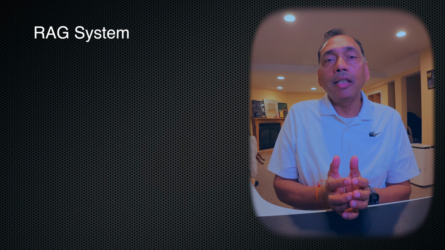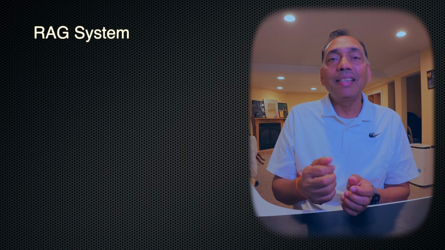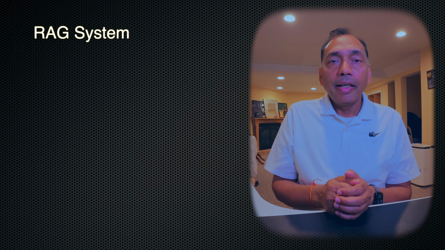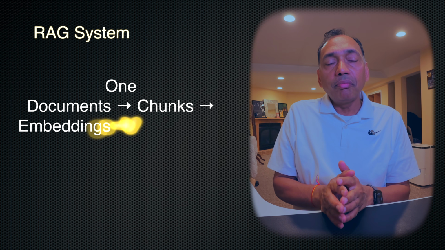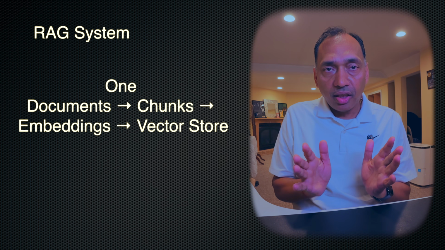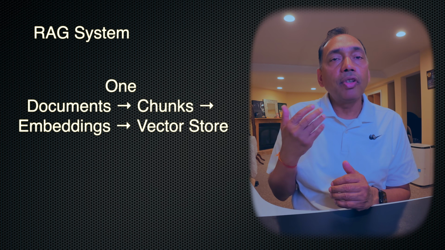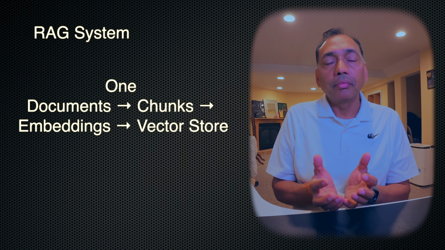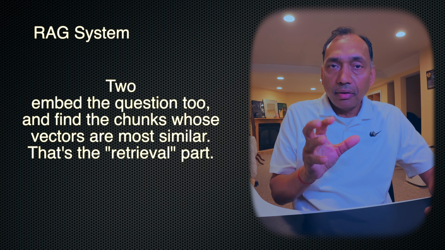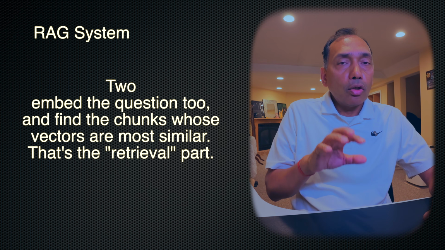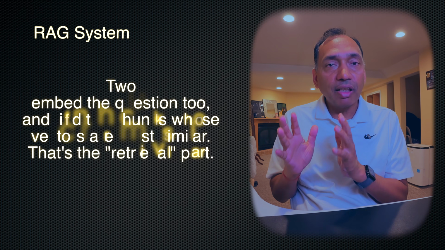Basically, LLMs don't know your documents, which could be reports, policies, or just notes. RAG fixes that in 3 steps. First, it splits the document into chunks and converts each chunk into embeddings, which is a vector of numbers that captures the meaning or the essence. The second step is when you ask a question, we embed the question as well and find chunks whose vectors are most similar. That's the retrieval part of the RAG system.